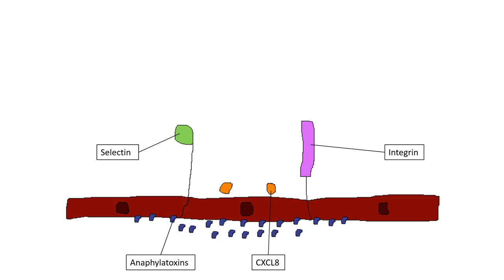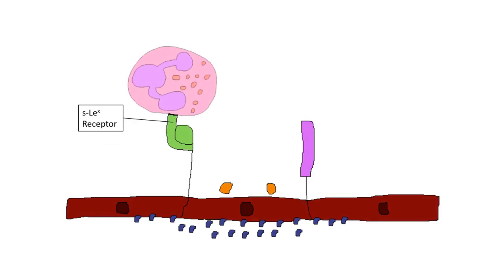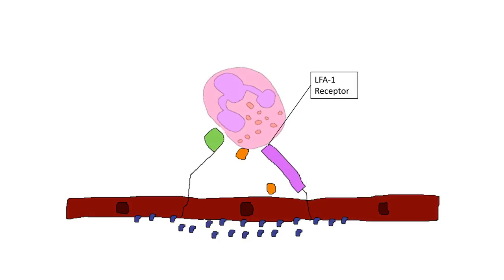The selectin works to slow down the neutrophils in the bloodstream. SLEX receptors on the neutrophils interact with the selectins and make the neutrophil slow down near the site of the inflammation. Eventually, the LFA1 receptor on the neutrophil interacts with an integrin molecule, completely stopping the neutrophil.